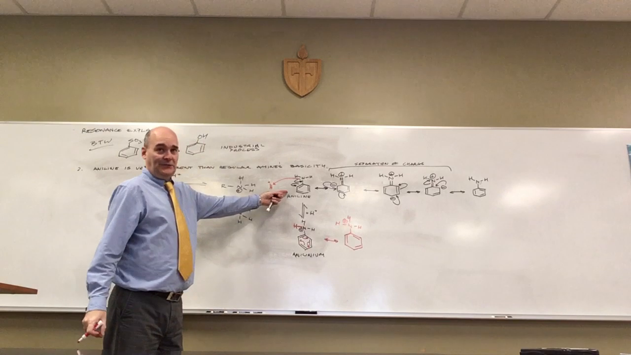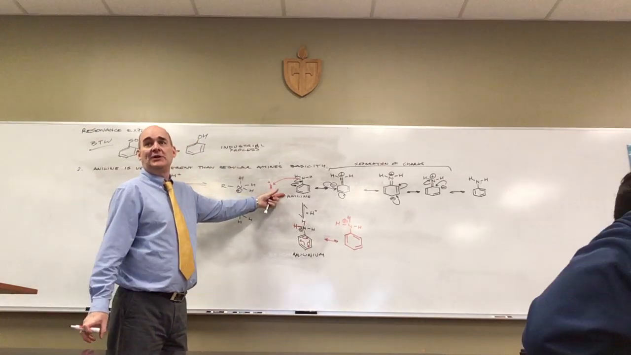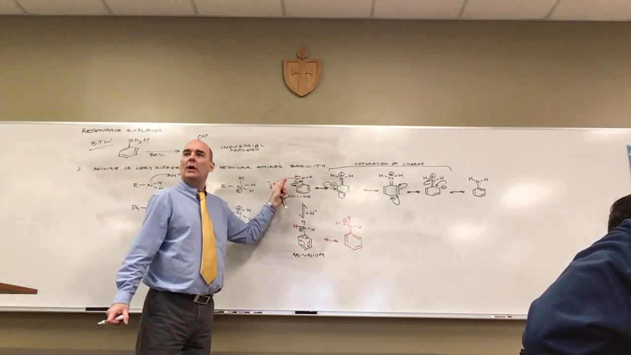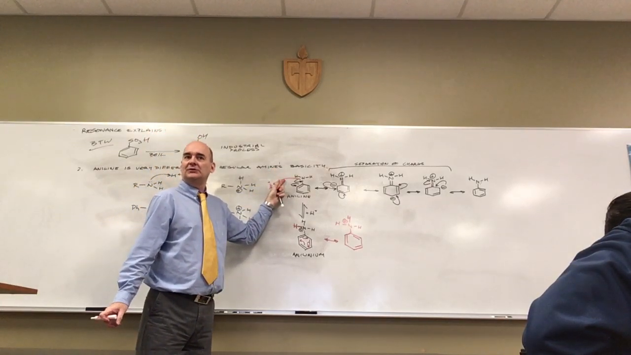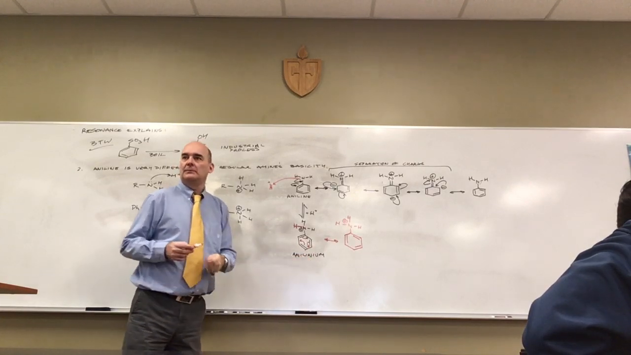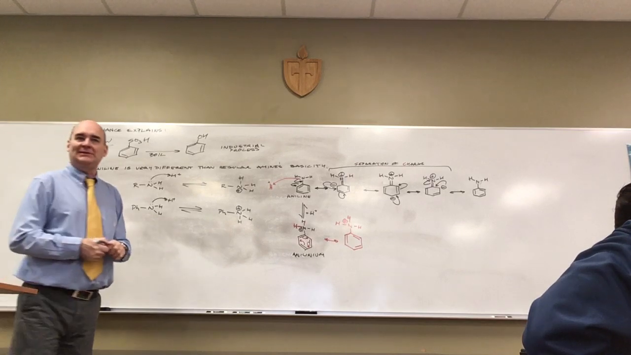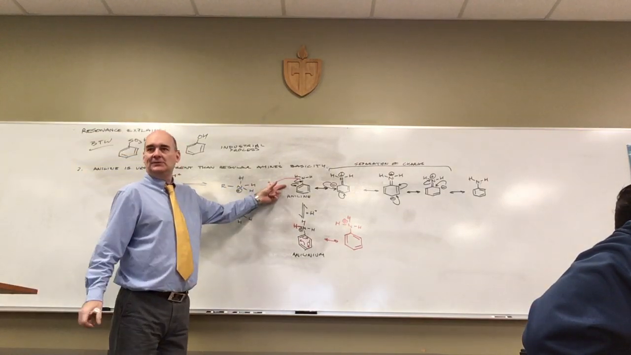So I used to have 5 structures contributing to my resonance stabilization. By taking away the lone pair of electrons, I'm down to 2. Does this make anilinium want to be a base? Aniline, want to be a base?